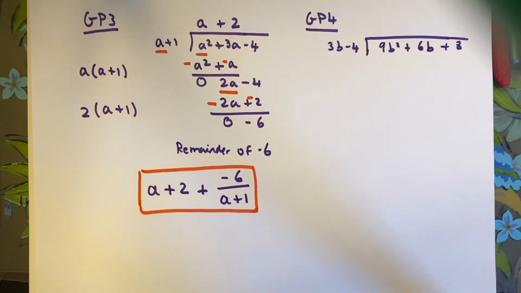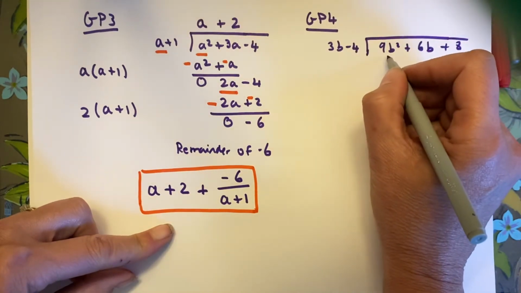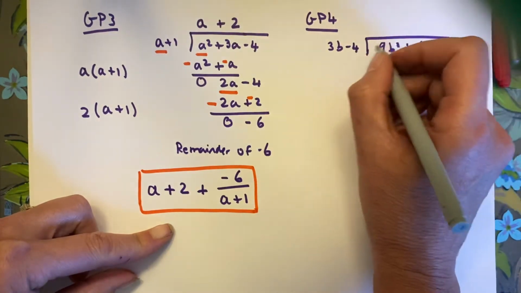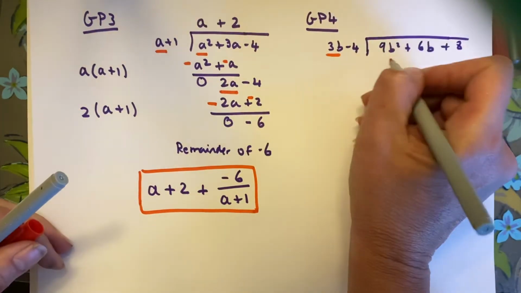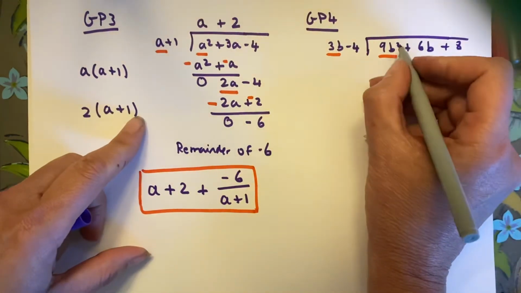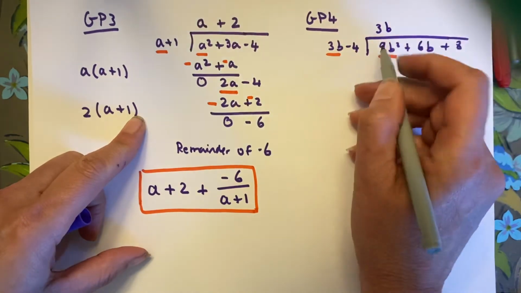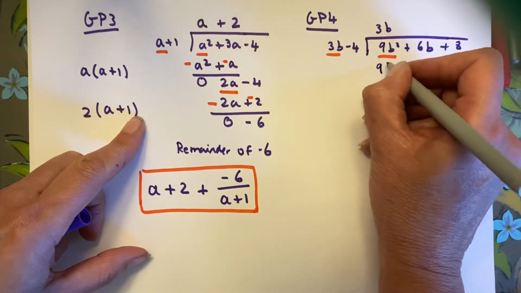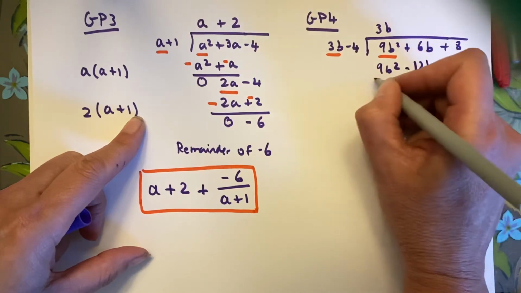Let's look at guided practice 4. As I've done before, again, 9b squared divided by 3b. How many times, so I'm going to look at how many times 3b goes into 9b squared, or what times 3b is going to give me 9b squared. Well, I know that 3b times 3b is going to give me 9b squared, so I'm going to get 9b squared, and then I have to multiply by negative 4, so minus 12b.